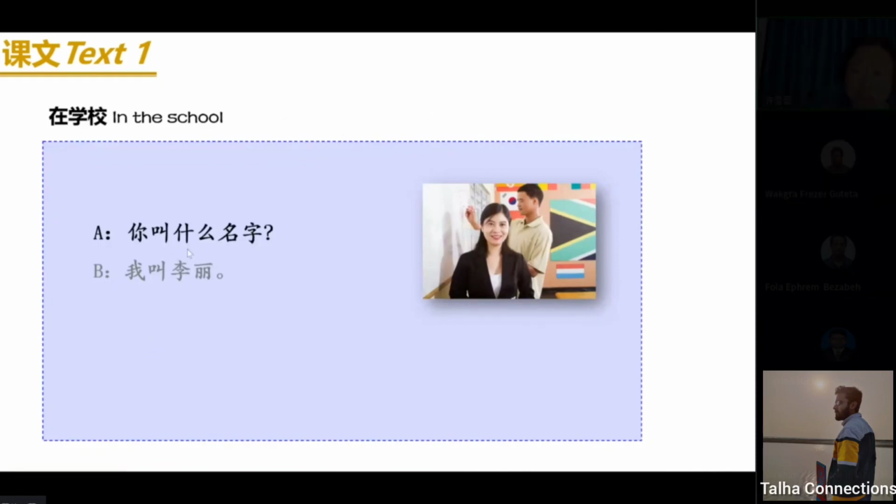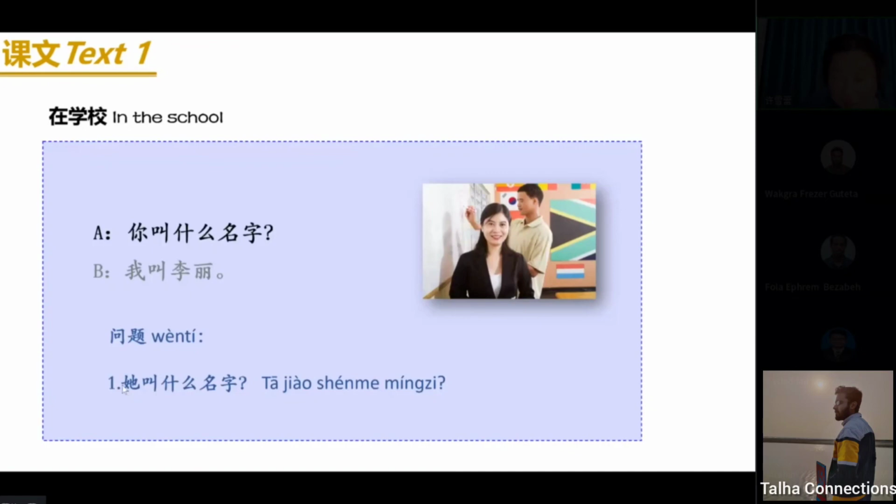Okay, now look at the screen here. Let's try to be familiar with the Chinese characters. 你叫什么名字？跟我读。你叫什么名字？我叫李丽。Okay. Look at the screen.